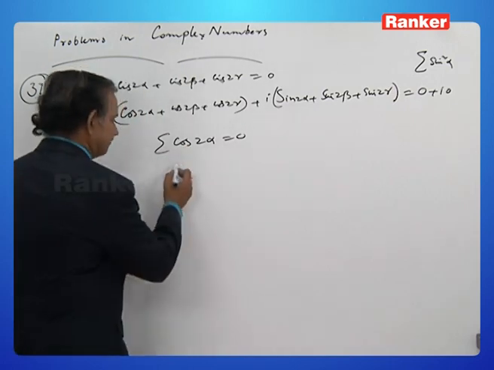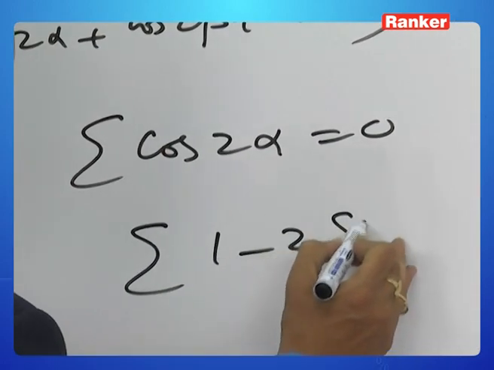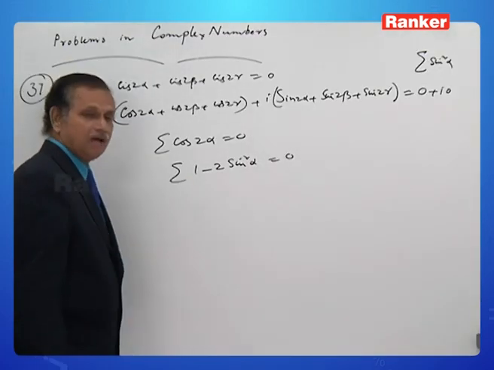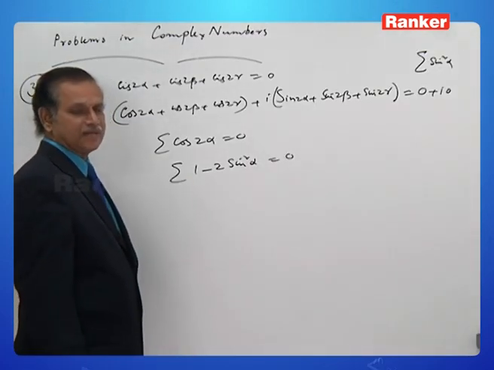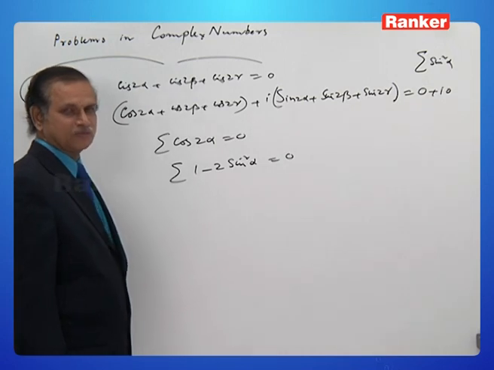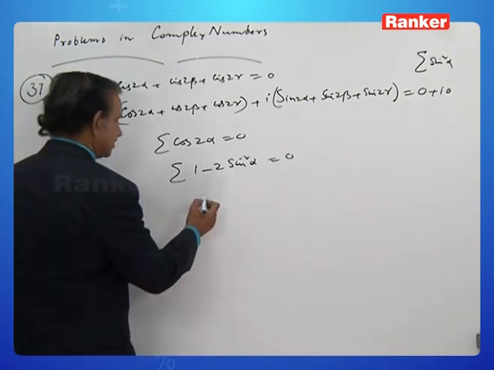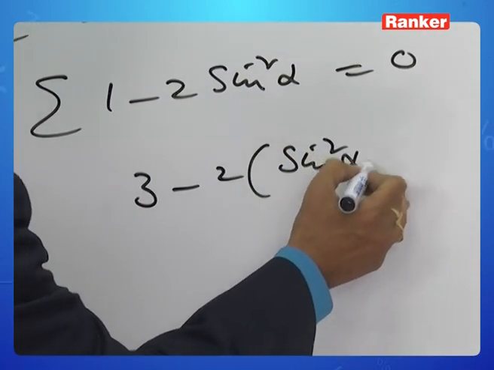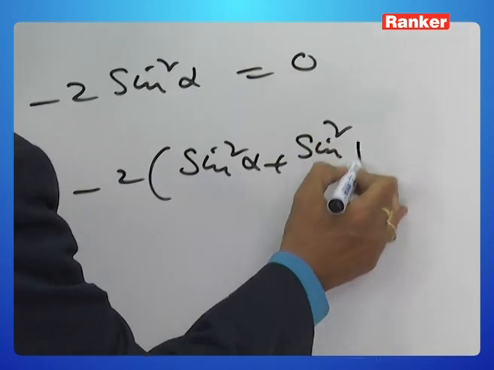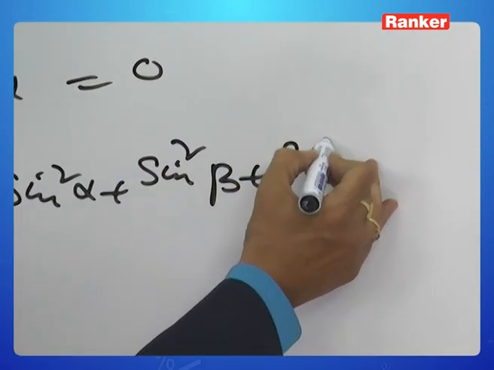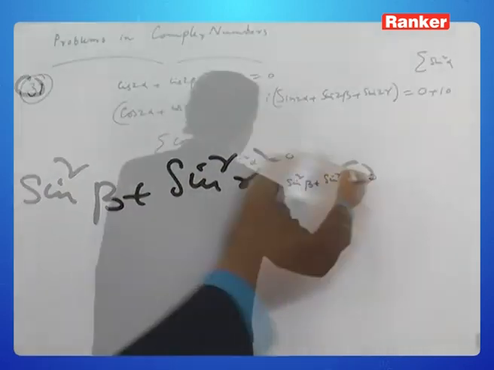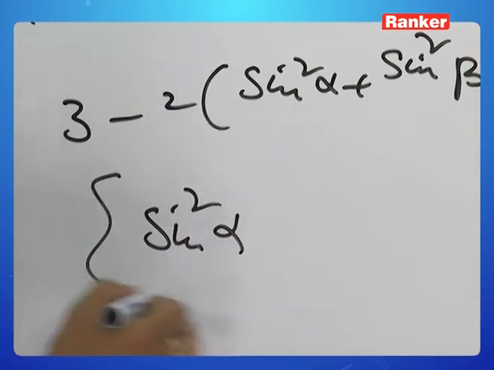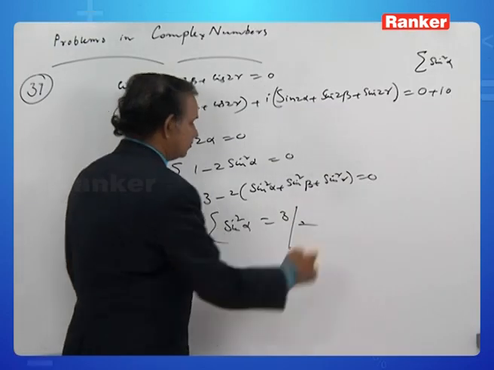What is cos 2 alpha? Sigma 1 minus 2 sin square alpha is equal to 0. What is meant by this sigma? 1 minus 2 sin square alpha plus 1 minus 2 sin square beta plus 1 minus 2 sin square gamma. If you add all those things, it is 3 minus 2 into sin square alpha plus sin square beta plus sin square gamma is equal to 0. From that you can directly have the answer. Sigma sin square alpha is equal to 3 by 2.